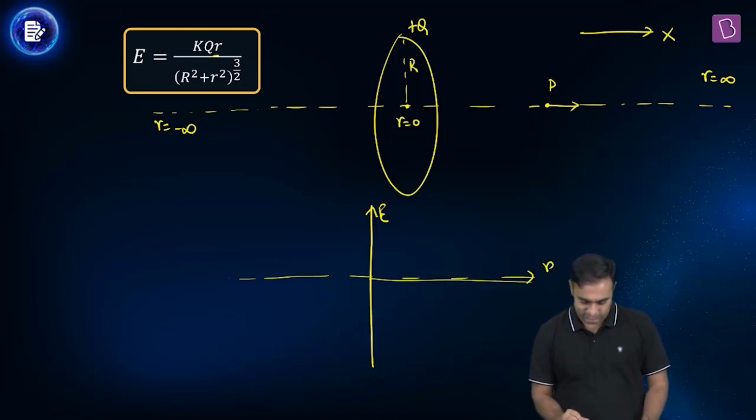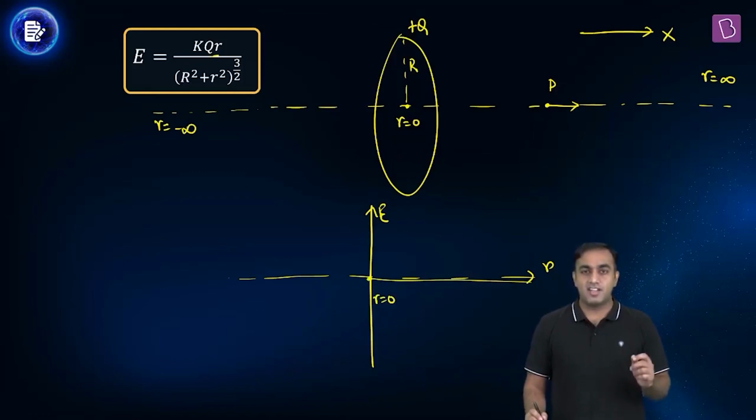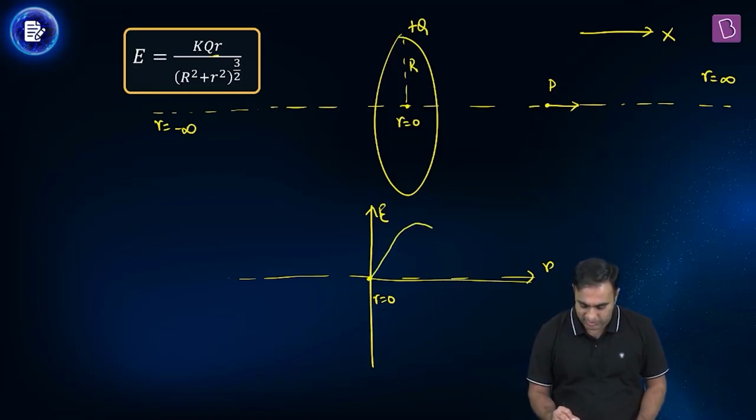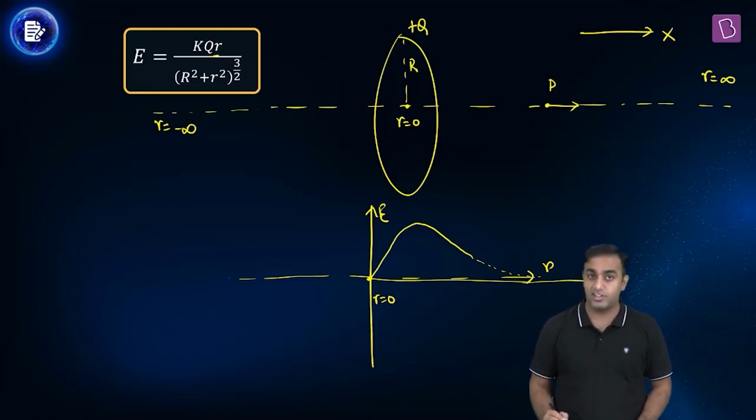At the center, r is equal to 0. Electric field intensity in magnitude is 0. Also, at r is equal to infinity, this electric field intensity becomes 0 as well. What happens in between? I hope you remember, the electric field becomes maximum in magnitude at small r equals R by root 2, capital R by root 2. So the graph will look like this. It increases and then drops off to become 0 only at infinity.